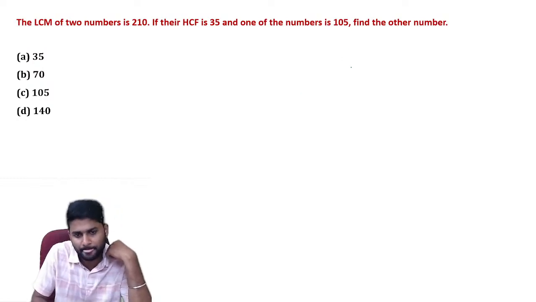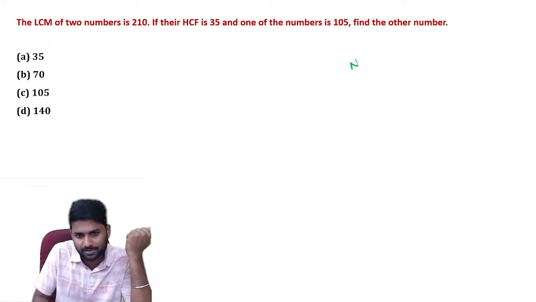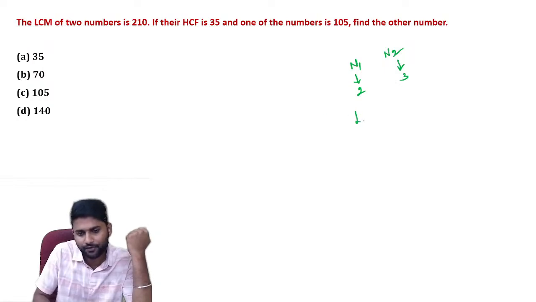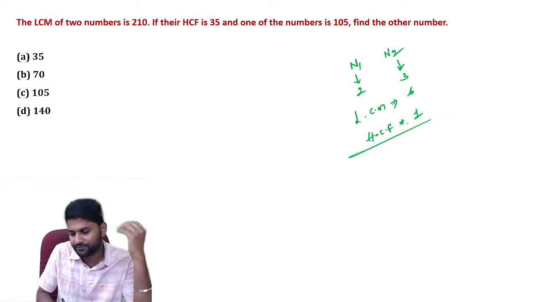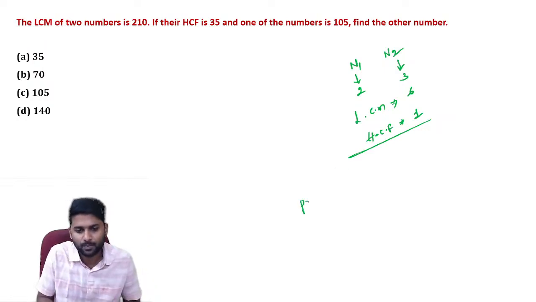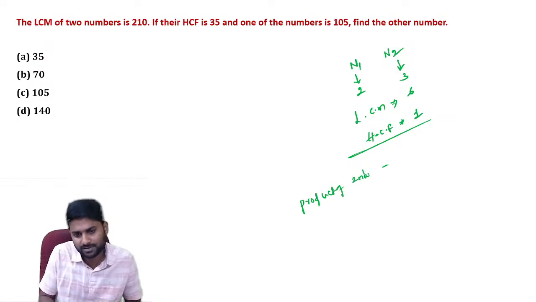Guys, remember that. Let's take two numbers n1, n2. n1 is 2, n2 is 3. If you go for LCM, the LCM of 2 and 3 is equal to 6. HCF is simple. From these small examples, the product of two numbers is exactly equal to the LCM of the two numbers multiplied with the HCF of the two numbers.